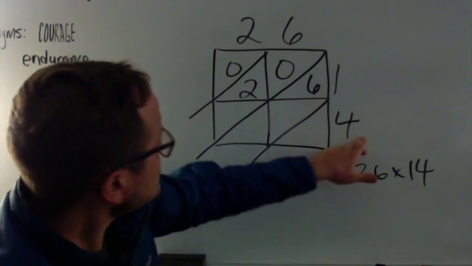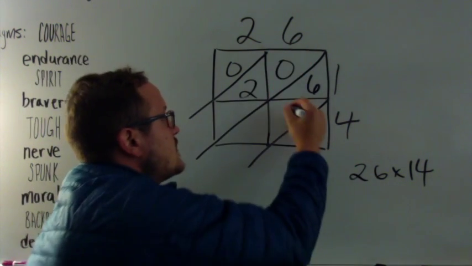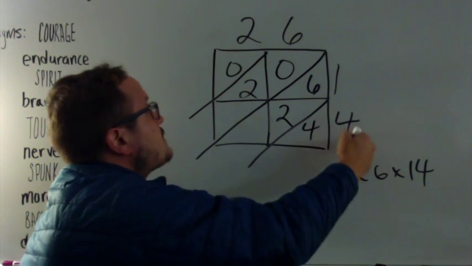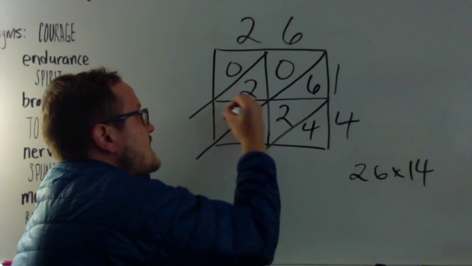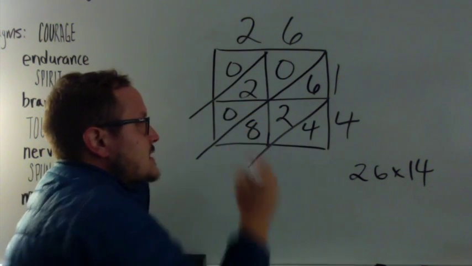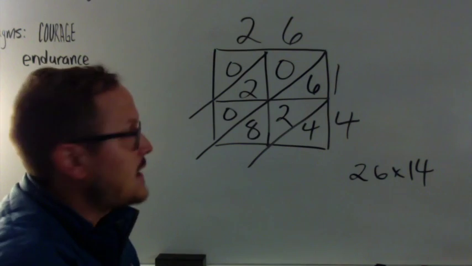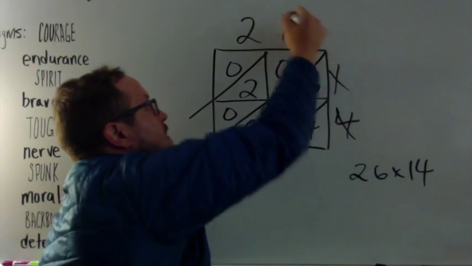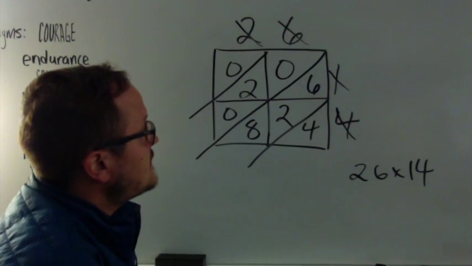and the answer is logical. 4 times 6 we know to be 24, and 4 times 2 we know to be 0, 8. 4 times 2 is 8. I'm saying it is 0, 8 so I can write it in the correct manner. Encouraging children to cross out the digits that they've multiplied.